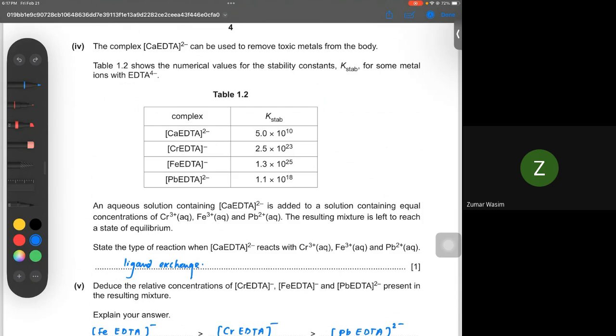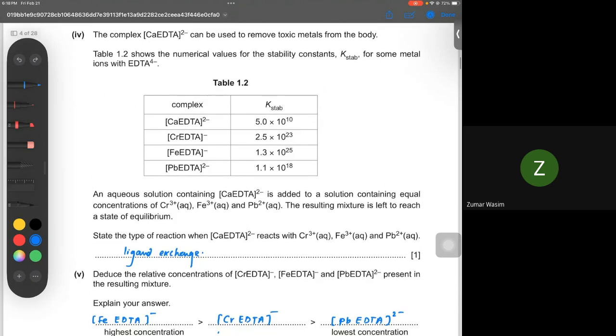An aqueous solution containing calcium EDTA2 minus is added to a solution containing equal concentrations of chromium, iron, and lead. The resulting mixture is left to reach a state of equilibrium. State the type of reaction when calcium EDTA reacts with chromium, iron, and lead. Obviously, it would be a ligand exchange reaction.